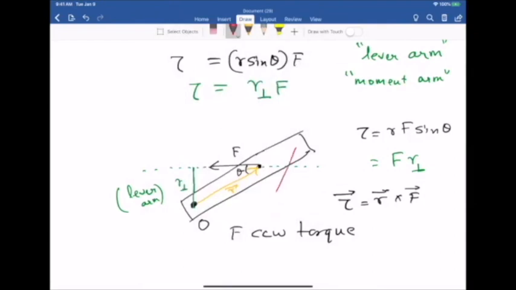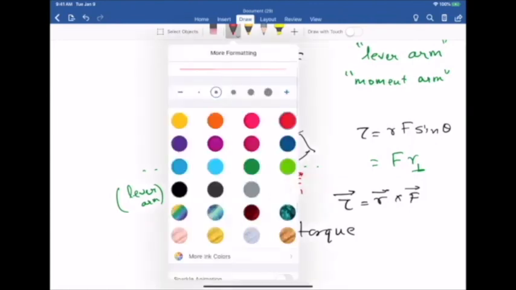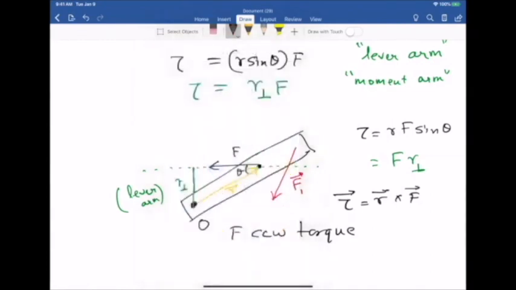Suppose I have another force, F1, which is acting over here. Is F1 exerting a clockwise or a counterclockwise torque? Let's think about that. I forgot to put the vector arrow here. My question is, this red force arrow F1, is it exerting a clockwise or a counterclockwise torque? The answer is it's exerting a clockwise torque.